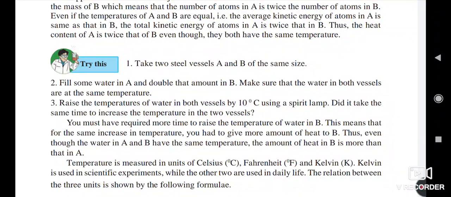This means that for the same increase in temperature, you had to give more heat to B. Thus, even though the water in A and B have the same temperature, the amount of heat in B is more than that in A.